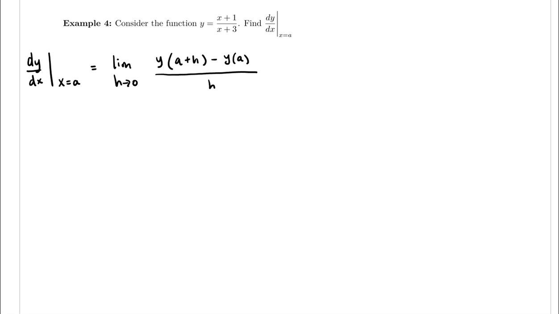All right, example 4 wants us to look at this rational function and find the derivative at x equals a. And so here we're not given a number, and so we're kind of more just generalizing this for any a value. So let's do that. dy dx evaluated at x equals a is equal to the limit as h approaches 0 of y of a plus h minus y of a all over h.